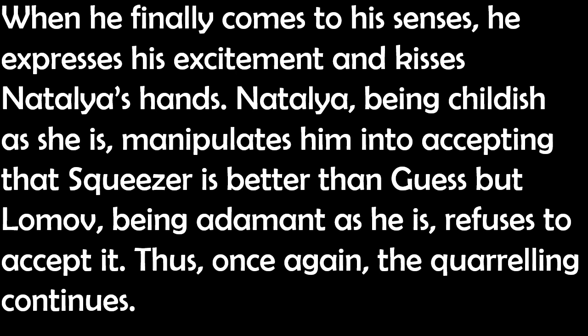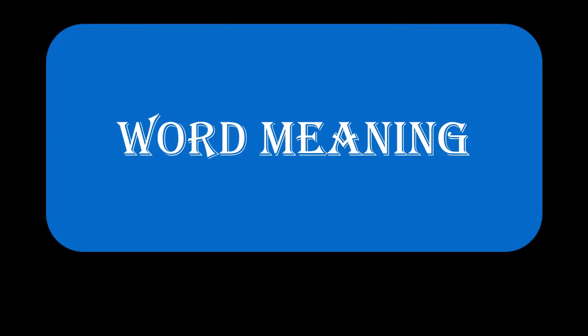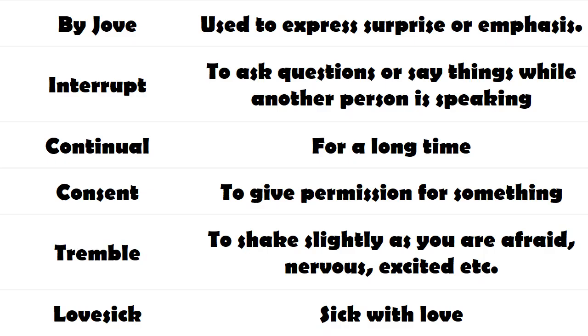So by this we come to know that all three characters, Chubukov, Lomov and Natalia, were argumentative and very quarrelsome. They can even quarrel over petty issues like ownership of Oxen Meadows or the quality of their dogs. Now let us read the word meanings of this chapter. Let us begin. First word, by Jove.